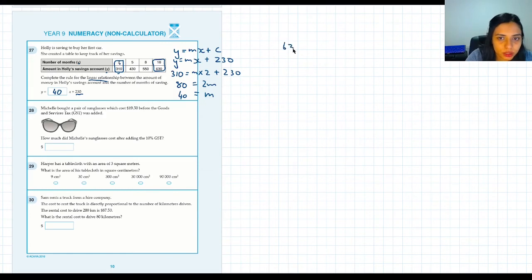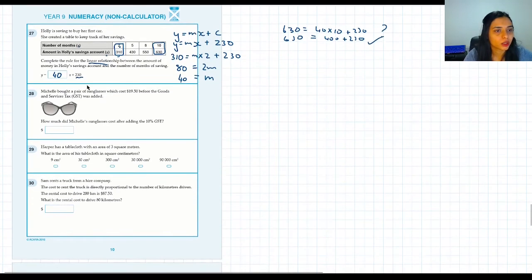So does 40 times 10 plus 230 equal 630? 40 times 10 is 400 plus 230 does equal 630. So we've done a check as well, and that works. So in the exam, when you have the extra time, if you finish the exam early, you can come back and do these checks just to make sure you've gotten your number correct.